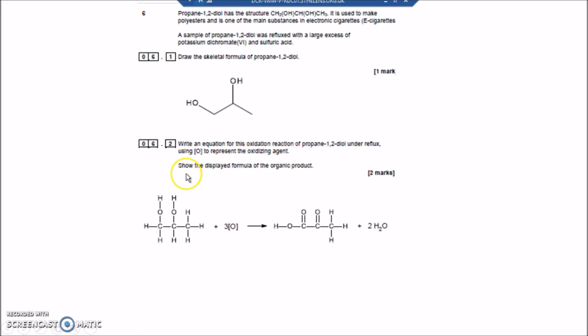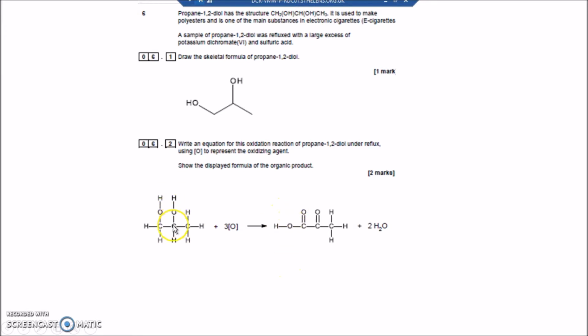Let's have a look at what it forms. This OH is on a primary alcohol, because the C with the OH has one other carbon attached to it. This primary alcohol under reflux, when you use an oxidizing agent, will first of all form an aldehyde group, a C double bond O H, and then that will oxidize again and form a carboxylic acid group. So you've got a carboxylic acid group here. Before that, it's turned from a primary alcohol into an aldehyde and then into a carboxylic acid group.